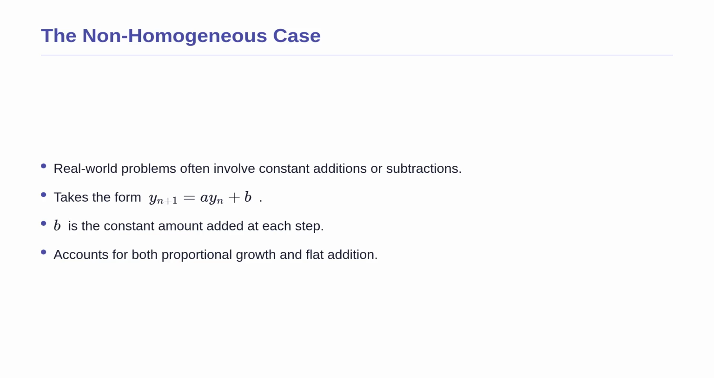It takes a new form, where we multiply the current state by a and then add a constant b. This new rule accounts for both the proportional growth from the multiplier and the flat addition from the constant b. It is the exact mathematical translation of earning interest and then making a deposit.